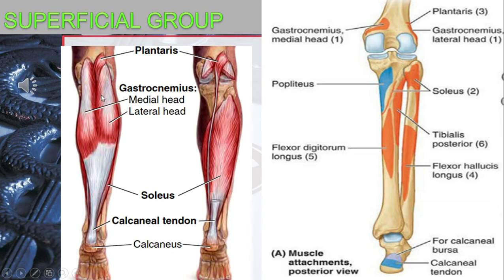Now among the superficial group of these calf muscles, gastrocnemius is the fast twitch muscle, so it is basically involved in the rapid or quick movement that is involved in running and jumping, while soleus is known as the workhorse of plantar flexion, as we have already discussed that it is the primary plantar flexor. It is a slow twitch muscle and is making the bulk of the calf, so it is also known as the first gear muscle.